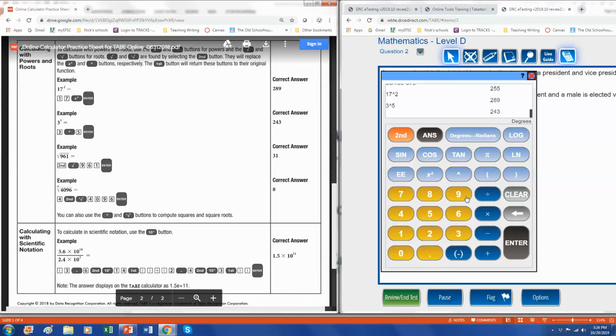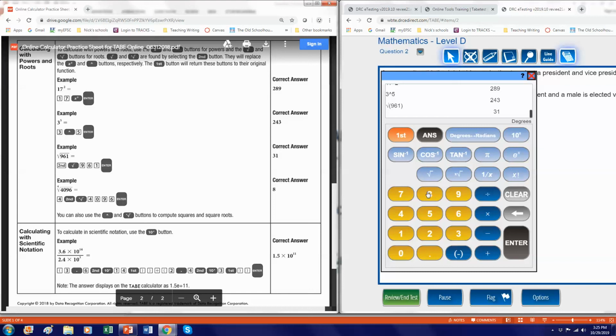All right. And then for roots, we would look for our square root button, which isn't here. So if you remember what I said about a button not being here, we have to check our second. Oh, there it is. All right, so we have square root of 961 is 31, which is correct. So remember, if you can't find something, make sure you check the second tab.